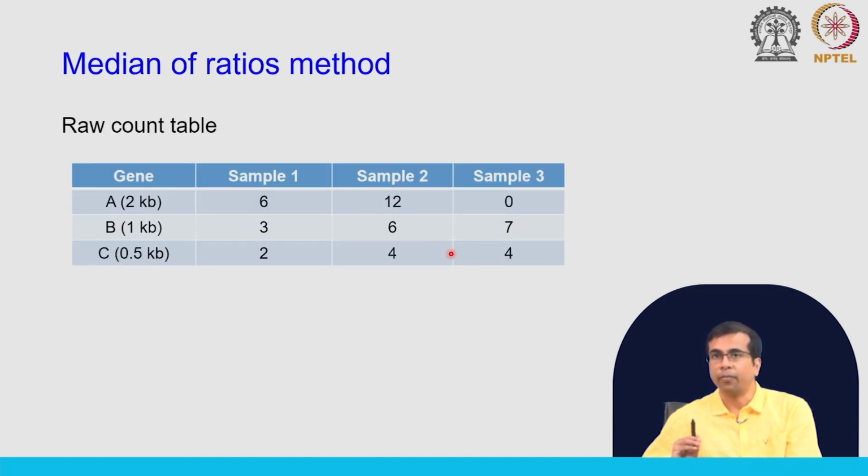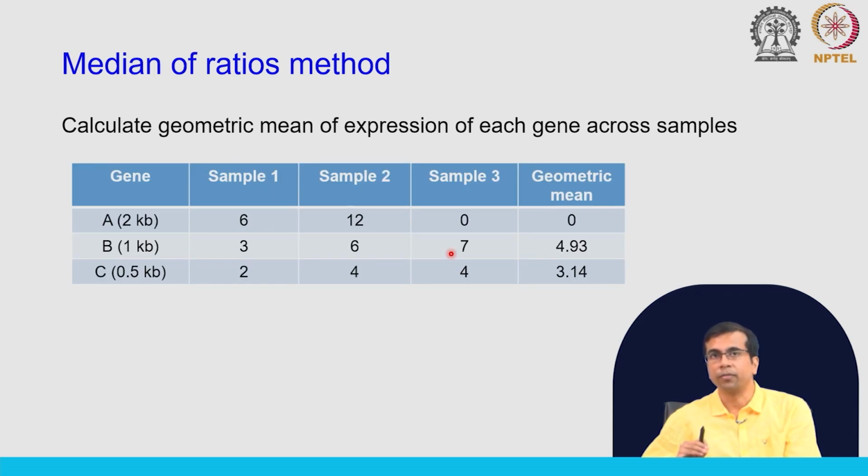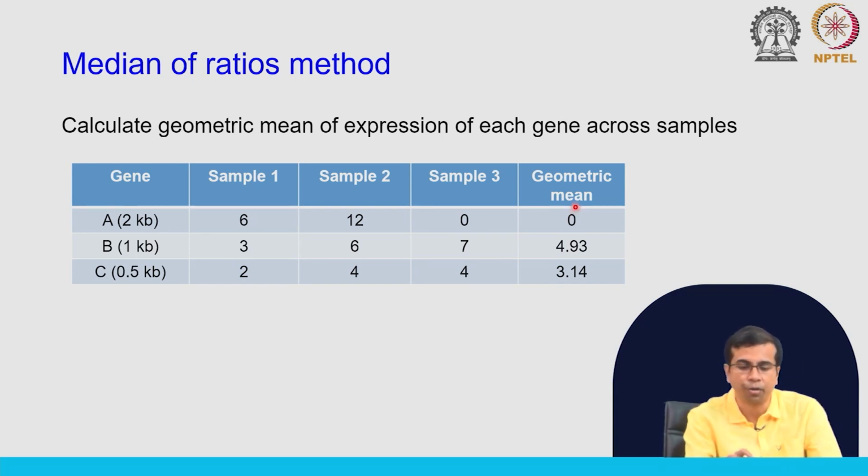We come back to the same example. So, we have sample 1, sample 2, sample 3, again we have gene A, B, C, and the first step is to calculate the geometric mean of expression of each gene across samples. So, we come here to this table. For gene A we have to take these 3 values, 6, 12 and 0, and calculate the geometric mean, which I have written in an extra column here. Because sample 3 read count is 0, this geometric mean will be 0. That is something you probably are familiar with, how to calculate geometric mean.